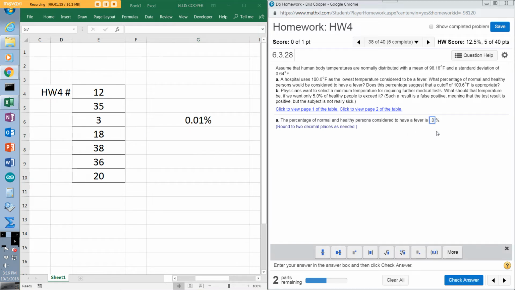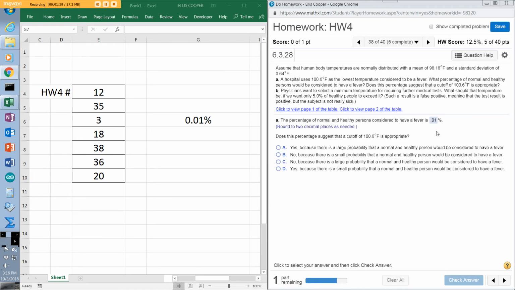Let's see if that's right. So far so good. So what we're saying is a very tiny number of people have such a high temperature of 100.6. 0.01%. So I would say this cutoff is not appropriate. No, because there is a small probability that a normal healthy person would be considered to have a fever.